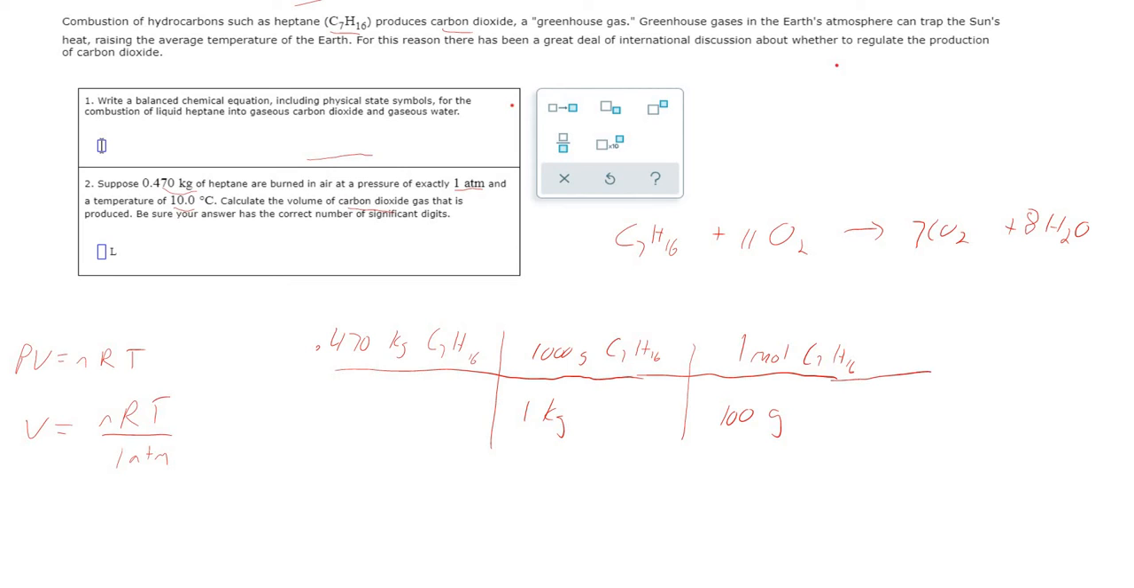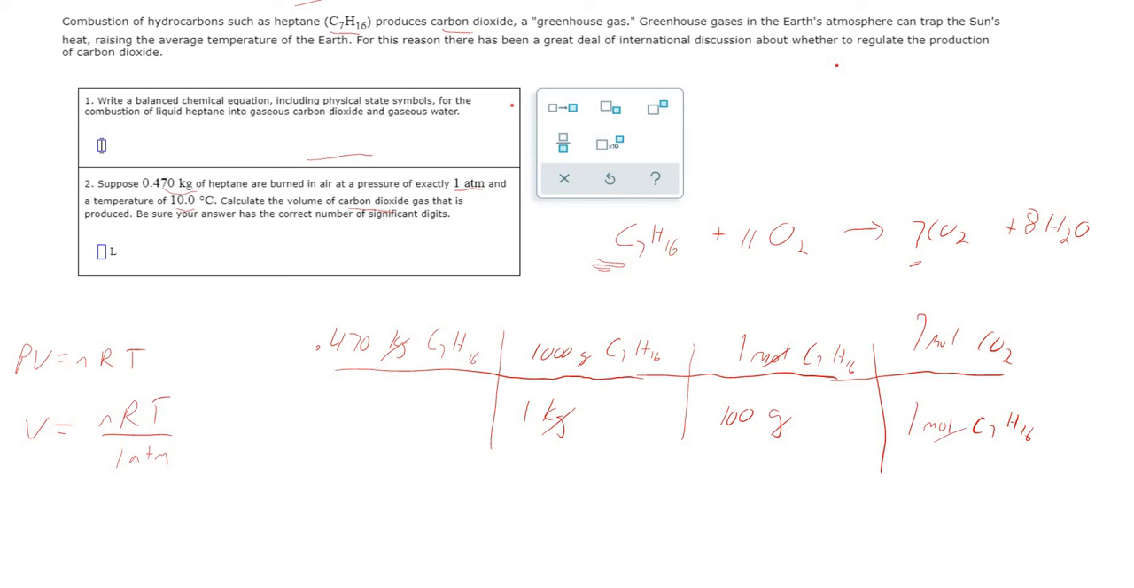Now that I'm in moles, I can do my stoichiometry. I know that for every 1 mole of the C7H16, I make 7 moles of CO2. So that's 1 mole of C7H16. It's going to produce 7 moles of CO2. All right, units cancel. Are each of these true statements? I believe that they are. All right, so we can quickly do this math.